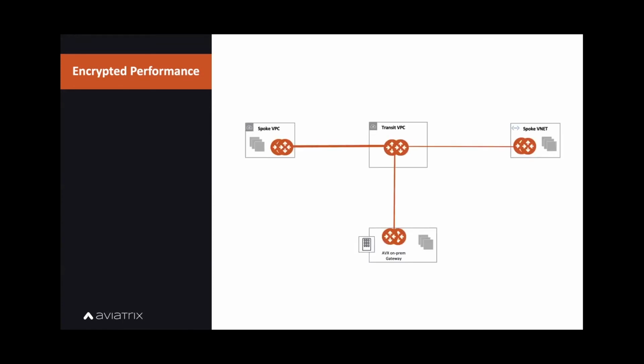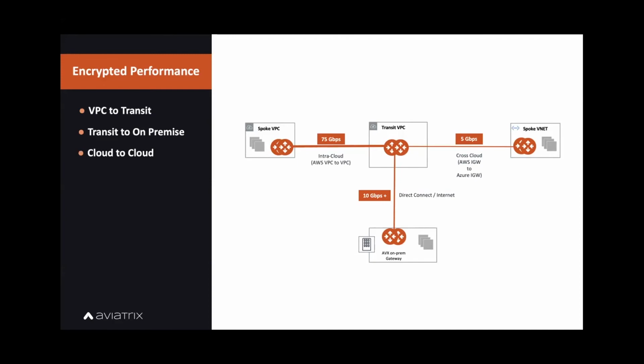So Aviatrix, of course, has solved that problem. We've solved this for a long time, and our customers are leveraging this today. And so the spoke to transit VPC connectivity or spoke to spoke, you can get up to 75 gig of intra cloud connectivity. From on-prem to transit or transit to on-prem, you can get 10 gig plus. That's 10 gig encrypted transit line rate over direct connect. And you can get even more if you have a higher bandwidth internet connection on both sides. And so you can get some pretty nice connectivity in and out.